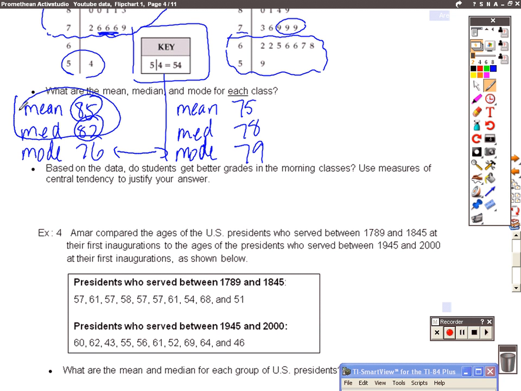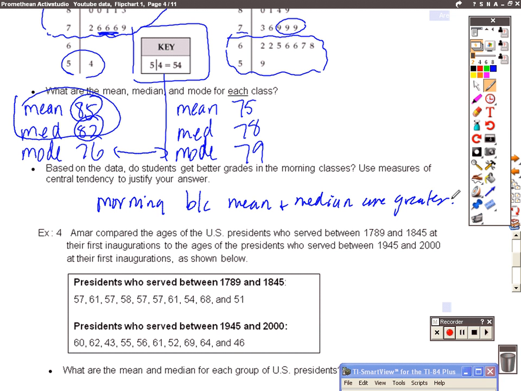So I would say that students get better grades in the morning because the mean and median are greater.